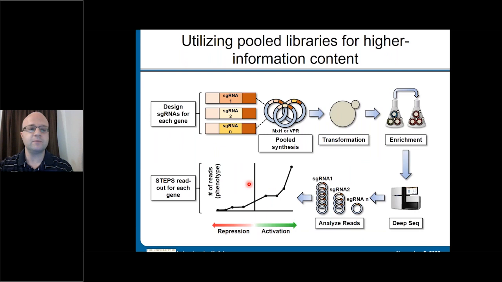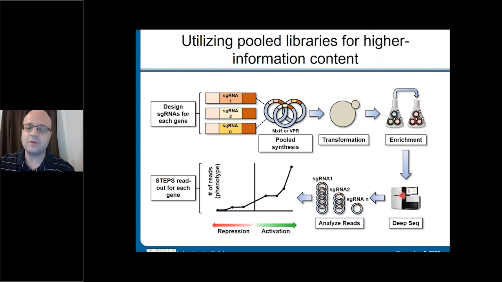So using these types of pools, we can, again, design these guide RNAs, express these with either the MXI1 or VPR linked dCas9, transform these into cells, and enrich somehow. I'll talk a little bit about growth enrichment as well as product enrichment. And I know product enrichment is significantly enhanced as we move to biosensors, which I'm sure Jin will be talking about quite a bit in the next presentation.